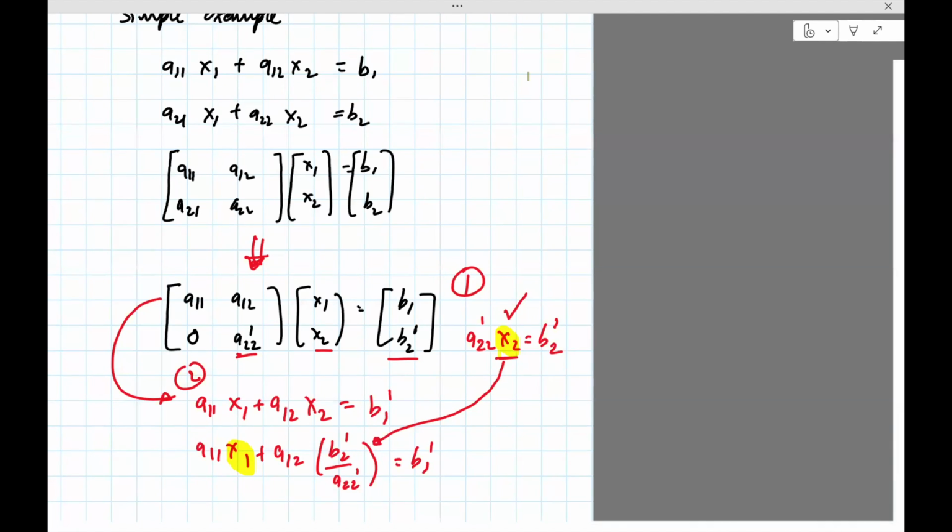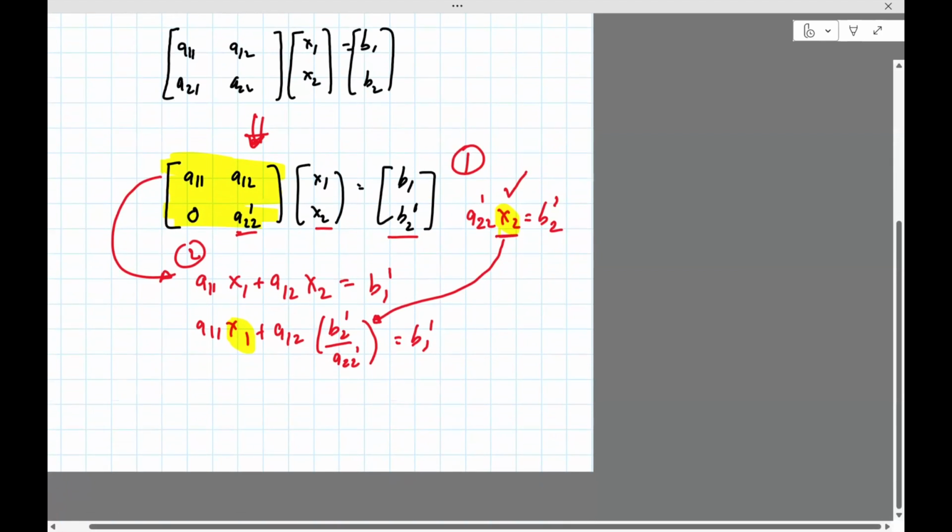So the goal here is to reduce this to what they call an upper triangular matrix. An upper triangular matrix is such that it always has zeros below the diagonal. Okay, and you could also do it the other way. You could have a lower triangular matrix which would have zeros above the diagonal. You could solve it the same way, but you have to go in reverse. You have to start solving for x1 first, then go to x2.